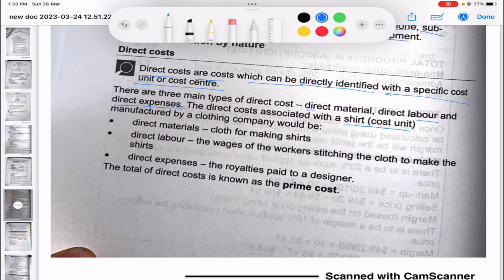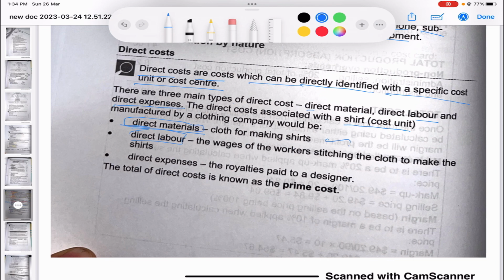So a shirt is my cost unit, right? Now, what are the direct materials which are used in it? Something which you can look at the shirt and say, yeah, this is used in this. So you can look at a shirt and you can say that the cloth has been used in making the shirt. So the direct material would include cloth.